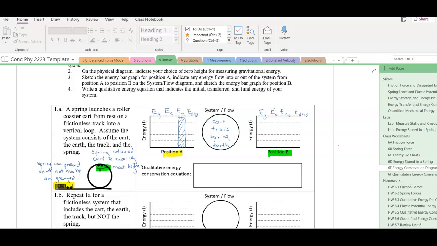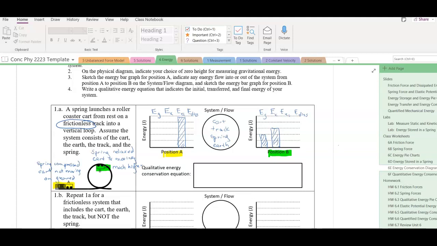Now, at position B, the spring is relaxed, so there is no more elastic potential energy. It is higher, so there's some EG. It is moving, so there's some kinetic energy. By the way, in this problem, they're telling us that the track is frictionless, and so I will not be showing any dissipated energy. And so I'm going to show some gravitational and some kinetic energy.